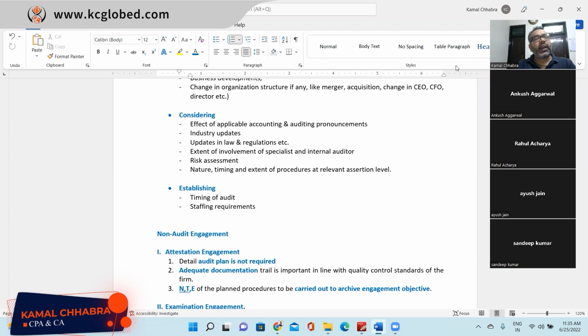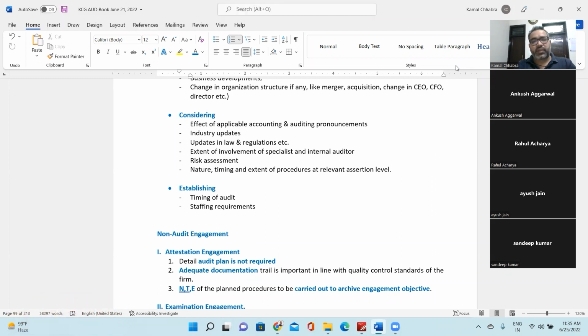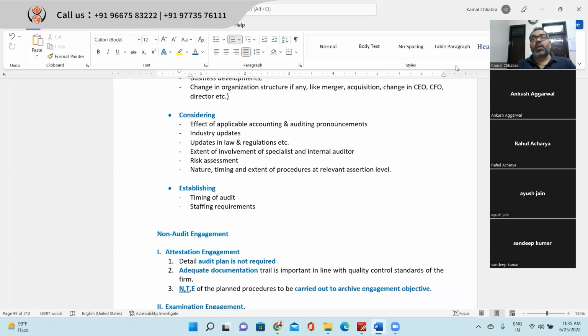For example, your client is in the oil and gas industry, or maybe the raw material they use is coming from the oil and gas industry. So how are crude oil prices changing in the international market, right? Those industry updates you will also be discussing with the management: how those changes in crude oil price are impacting your sales, your purchases, your inventory, right?